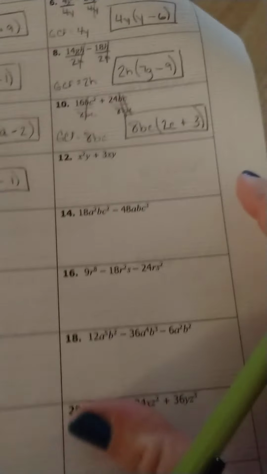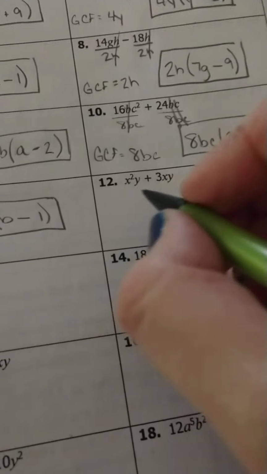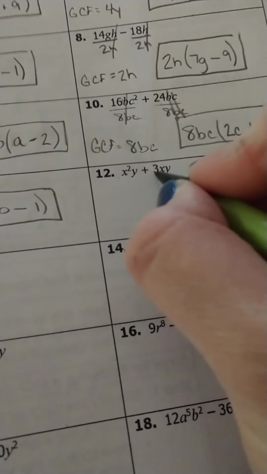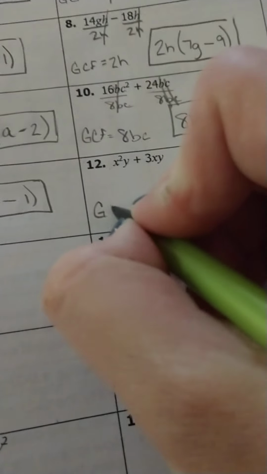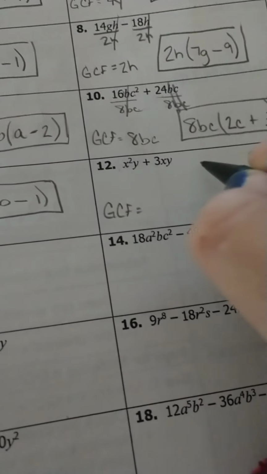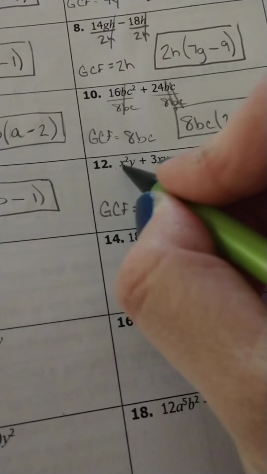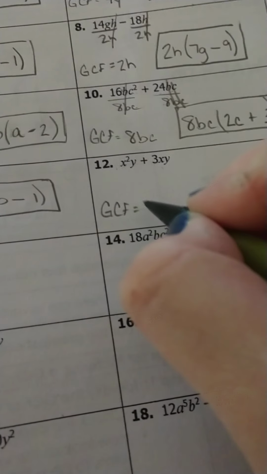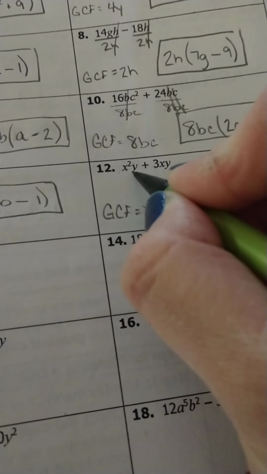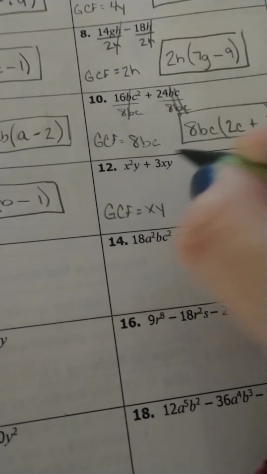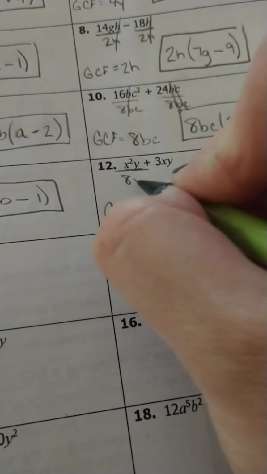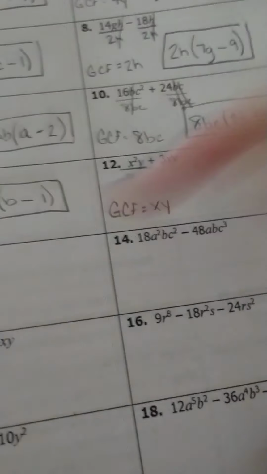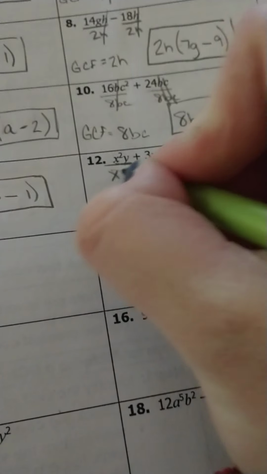Number 12. You have no coefficient versus a 3. So our GCF on this one, you've got no number. You've got an x squared and an x. Which of those is smaller? The x. You've got a y and a y, so you're going to drag a y out. So divide both by an xy.